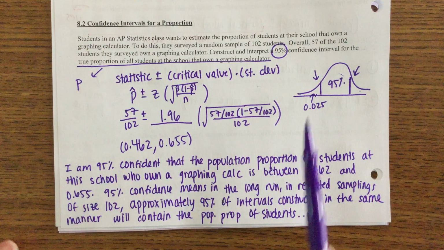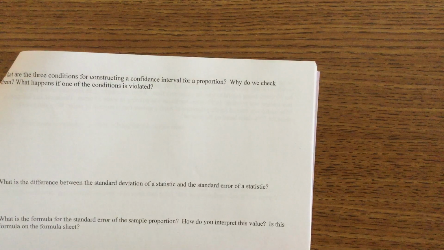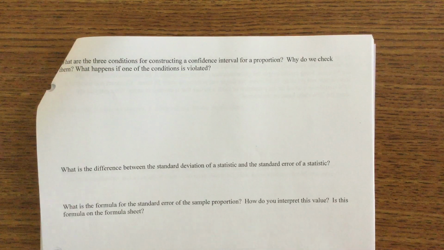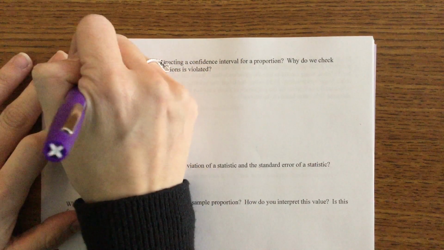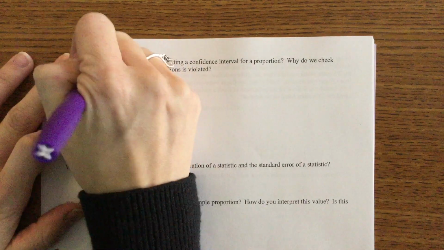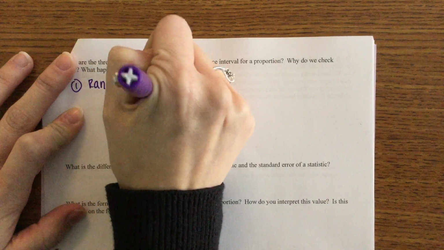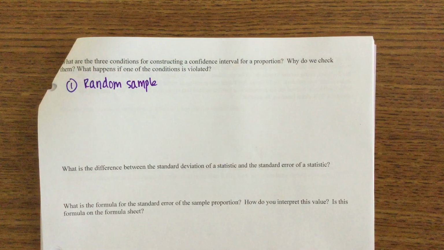Okay, you are not just allowed to do this whenever you want. There are a set of assumptions that have to be met in order to carry out this process. So that's what we're going to talk about next. There are 3 assumptions that need to be met. We're going to talk about what the assumptions are and then also why you have to check them. First assumption that has to be checked for every single confidence interval, no matter what kind it is, is that you have a random sample. Why do you think it's important that you have a random sample?